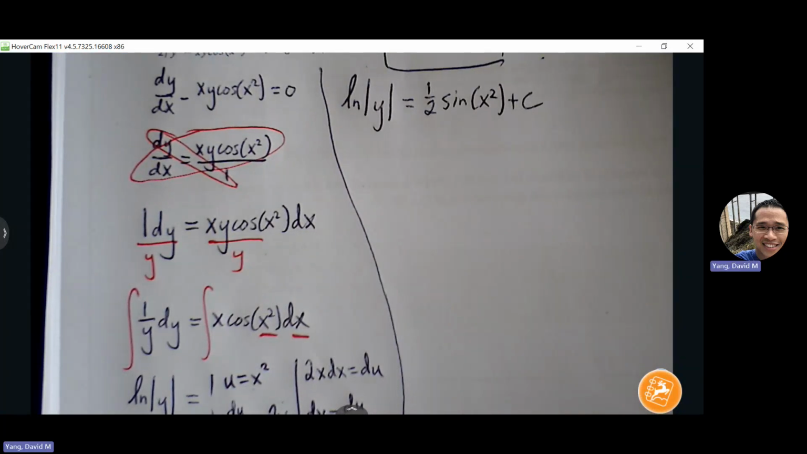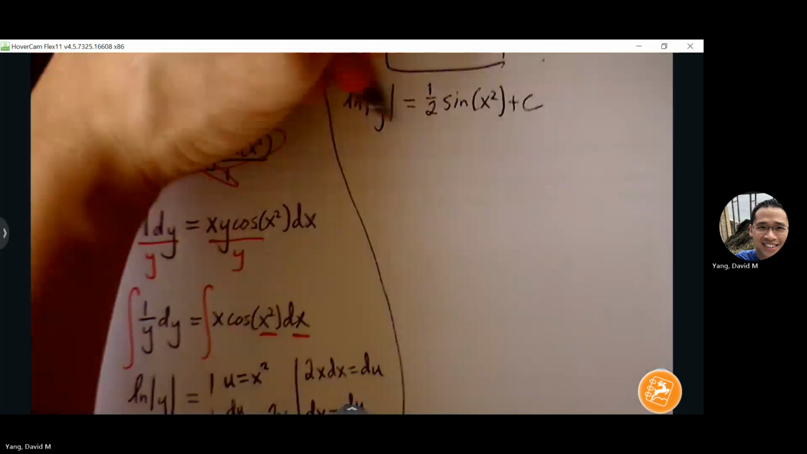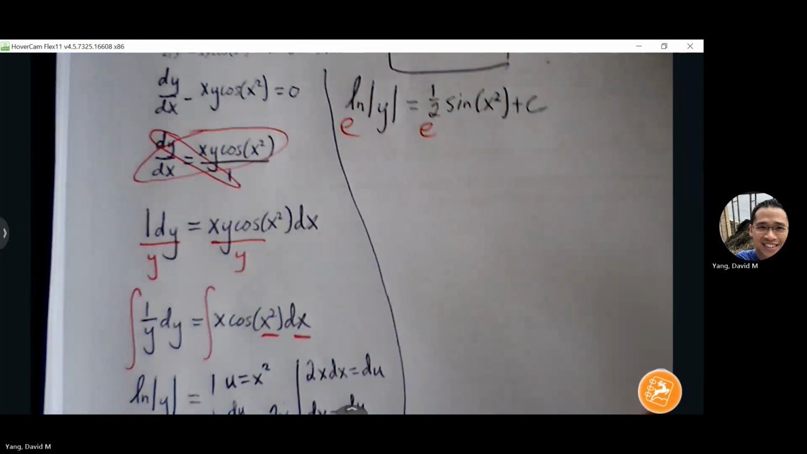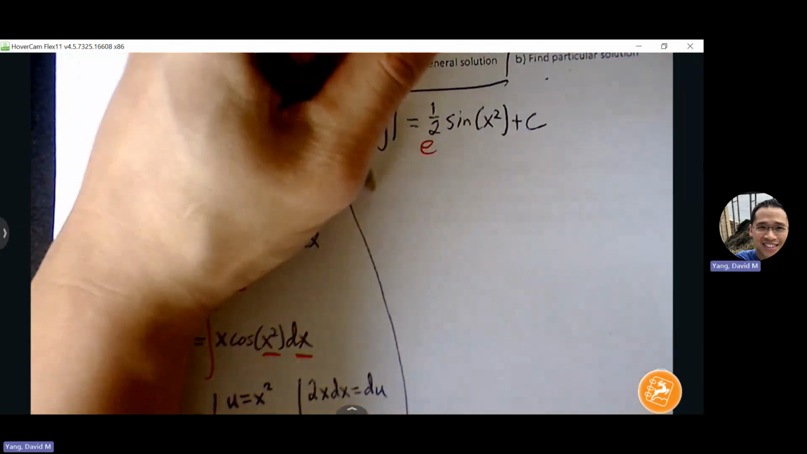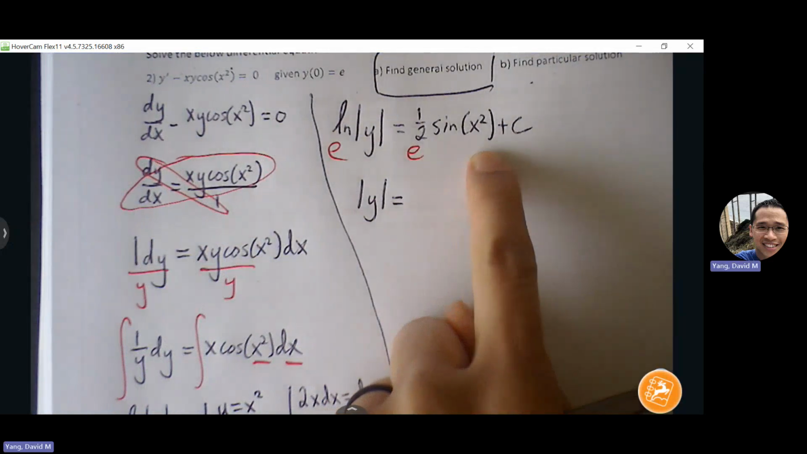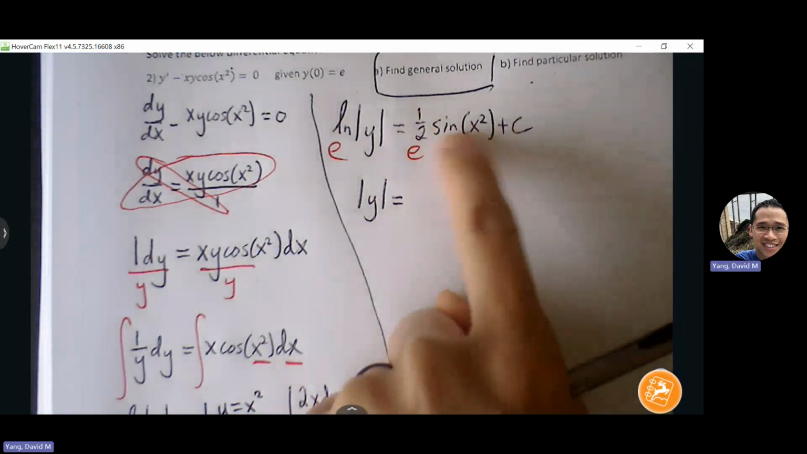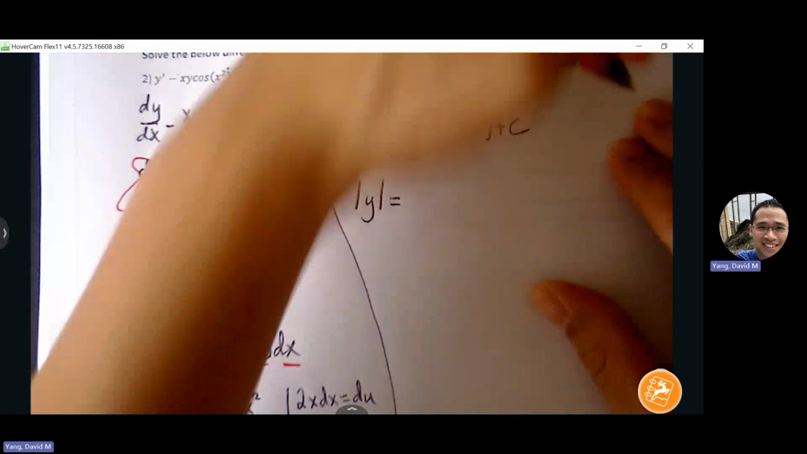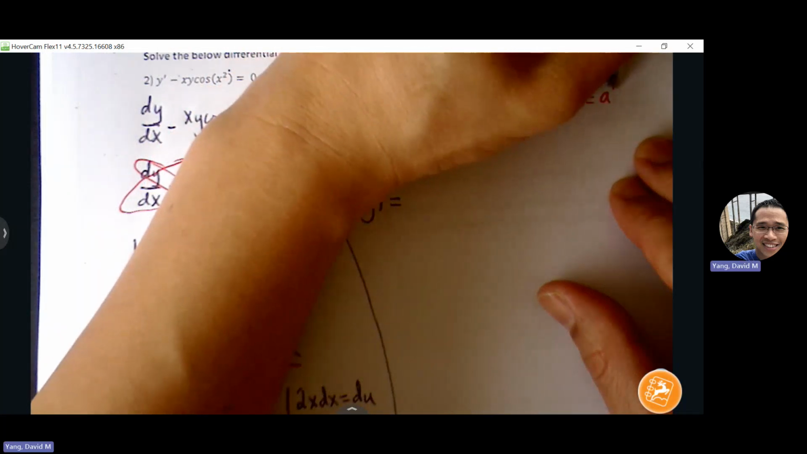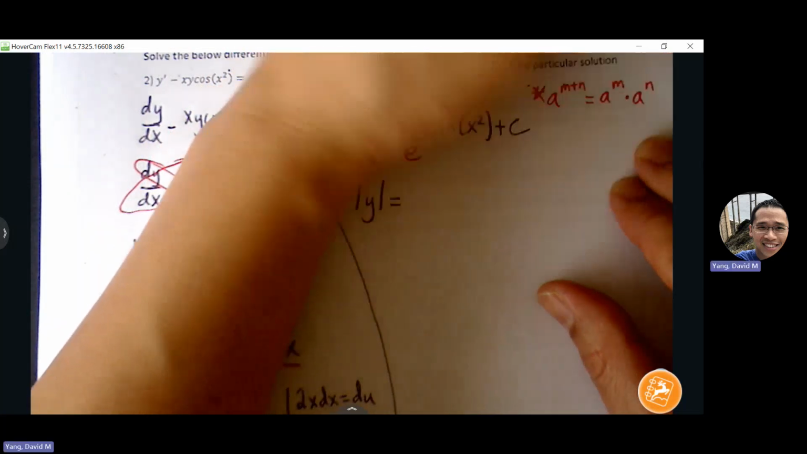What can we do to both sides to undo that natural log? Ac cancels out. Okay, so now our goal here is to try to separate the c away from the variables, and we have a special property to help us with that. A to the m plus n is equal to a to the m times a to the n.